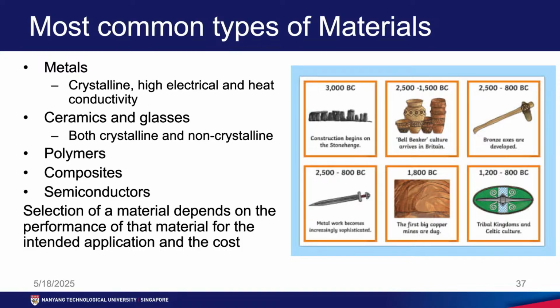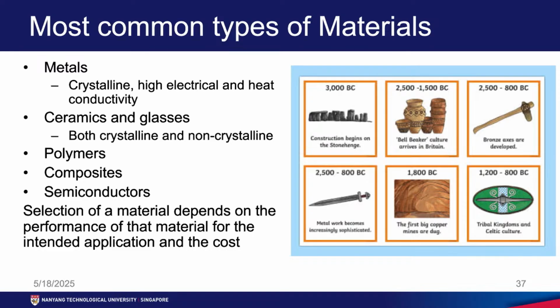Okay, materials form the era. So, you know that there is bronze era, copper era, stone era, iron era and so on, right. So, materials have played an important role in determining the way in which we live, the technology and so on. So, materials belong to various types. It can be metals, ceramics, glasses, polymers, composites, semiconductors and so on.